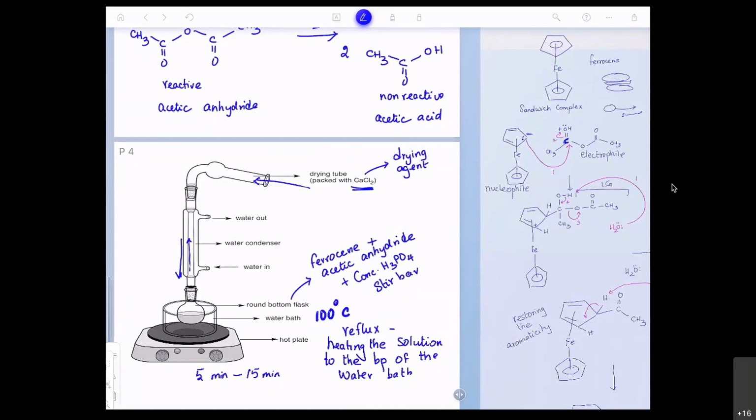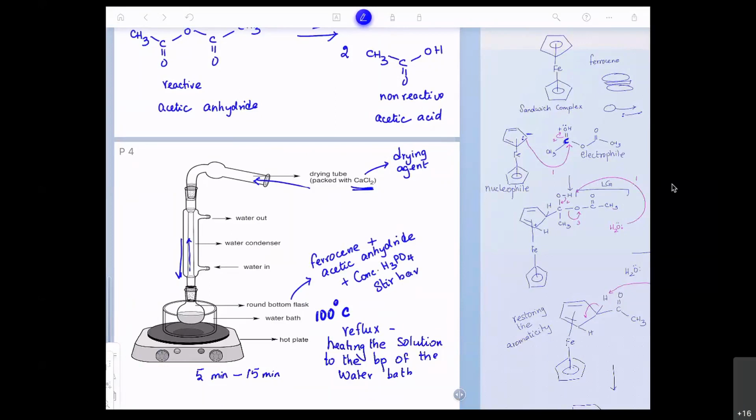Now, the greenness of this reaction is because you're replacing aluminum chloride with phosphoric acid. You're also replacing acetyl chloride, an acid chloride, with acid anhydride, which is easier to handle. Instead of using benzene or other kinds of organic liquids, you're actually using a solid, ferrocene, that is odorless and non-volatile. So that's really easy to measure. And the reaction takes place very fast.